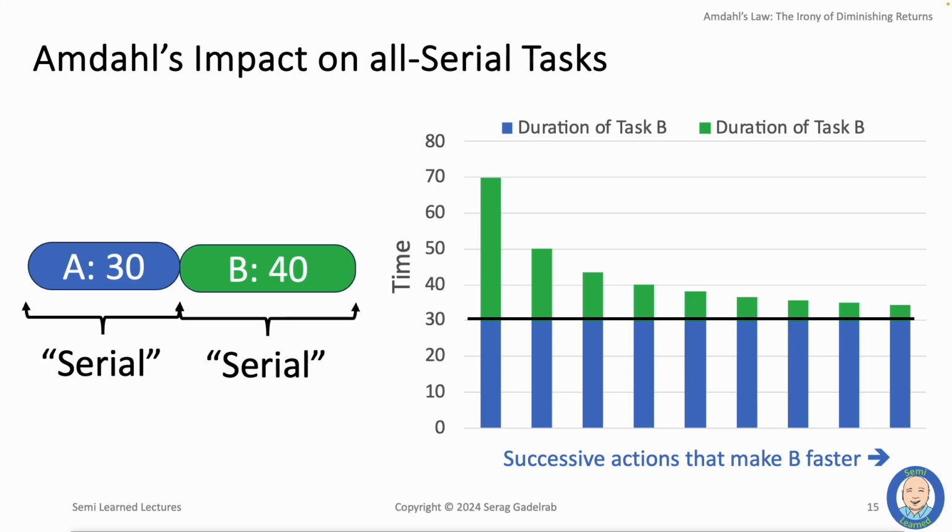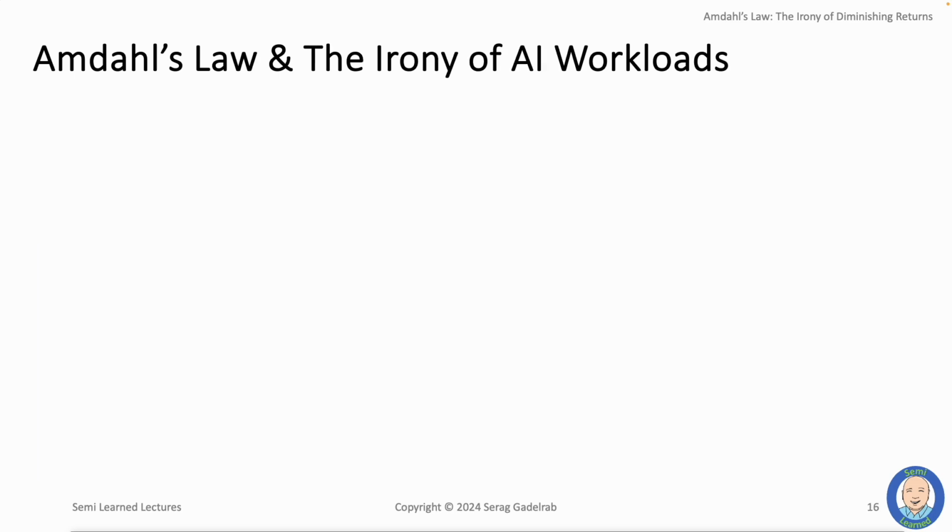And that means that we cannot just focus solely on the longest subtask or the subtask that is easiest to accelerate because of the curse of diminishing returns. Instead, we've got to reduce the duration of all serial subtasks to avoid the curse of diminishing returns.